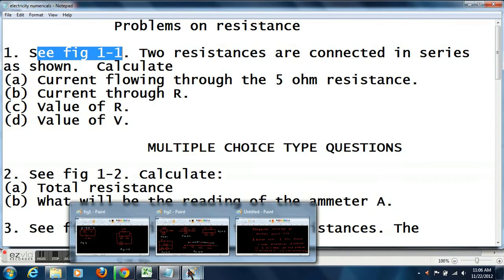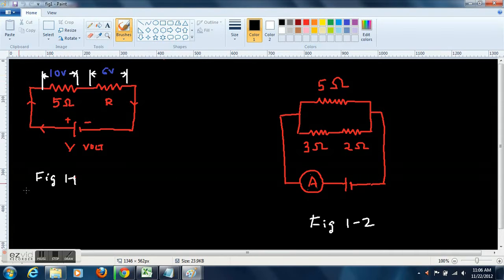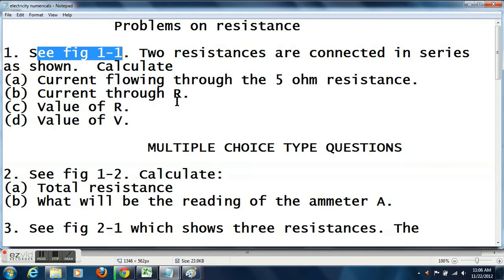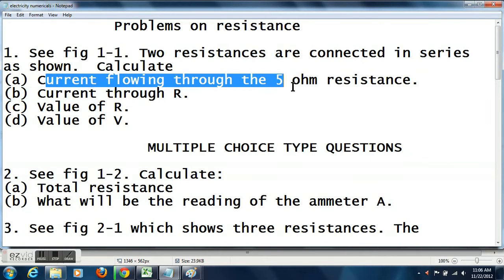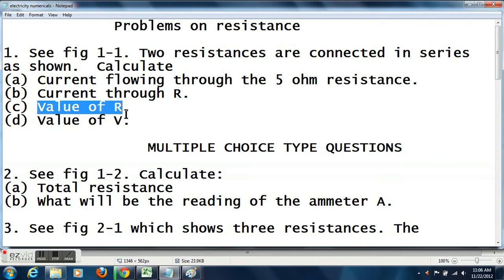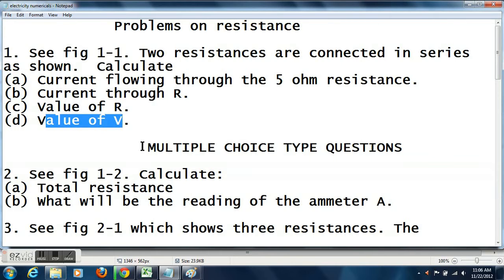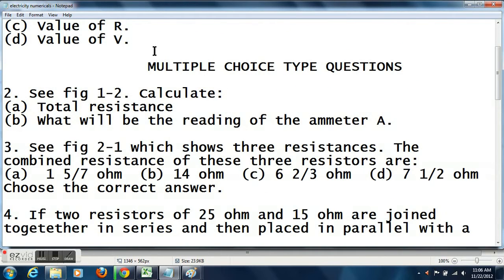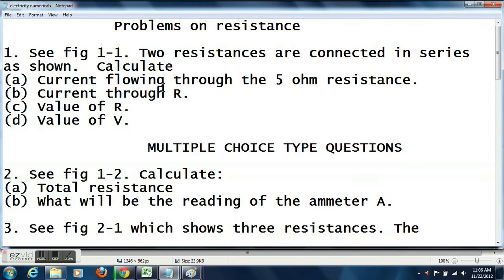See figure 1.1. Here you see there are two resistances of 5 ohm and R. This figure is on the left hand side. Potential difference across these two resistances are 10 volt and 6 volt, and the potential difference from the battery is V volt. Calculate: A, current flowing through the 5 ohm resistance. B, current flowing through resistance R, the value of resistance R, and the value of V, what is the potential difference of the battery. Next, I will start the multiple choice type questions.